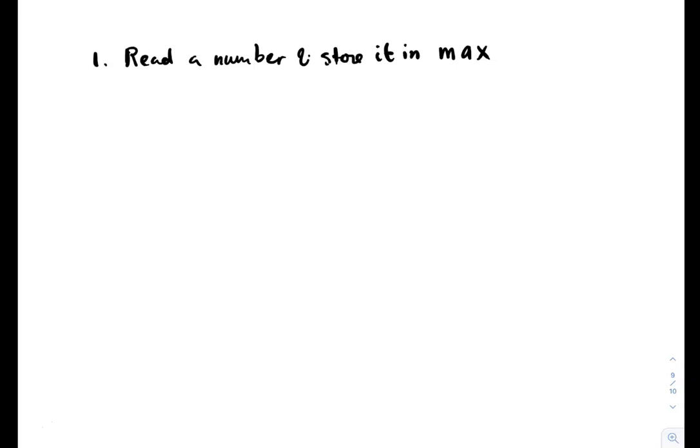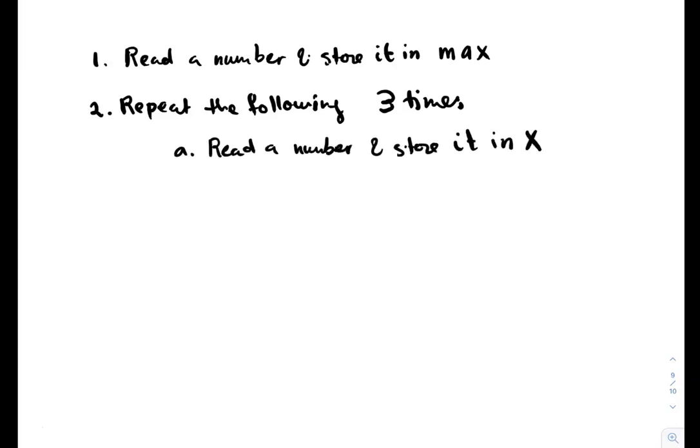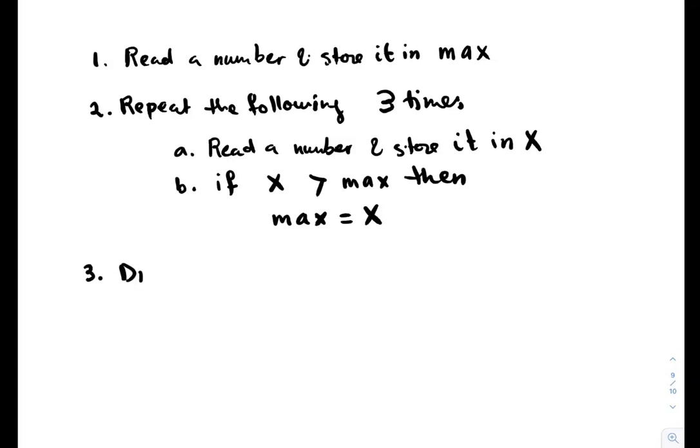Now I will do the repetition. So I can do this. Repeat the following. Okay, I said repeat the following 3 times because here I want to read 4 inputs, but I already have 1 input read already. So the remaining numbers are 3. So I'm going to repeat this 3 times. I'll read the number and store it in x. If x happens to be larger than the value stored in max, then I change the value of max to be equal to x. And after repeating this 3 times, the next statement is to display max.